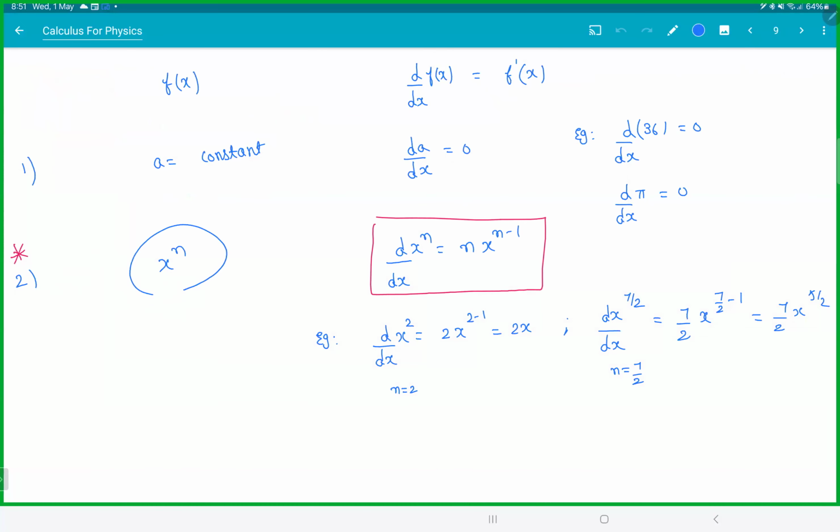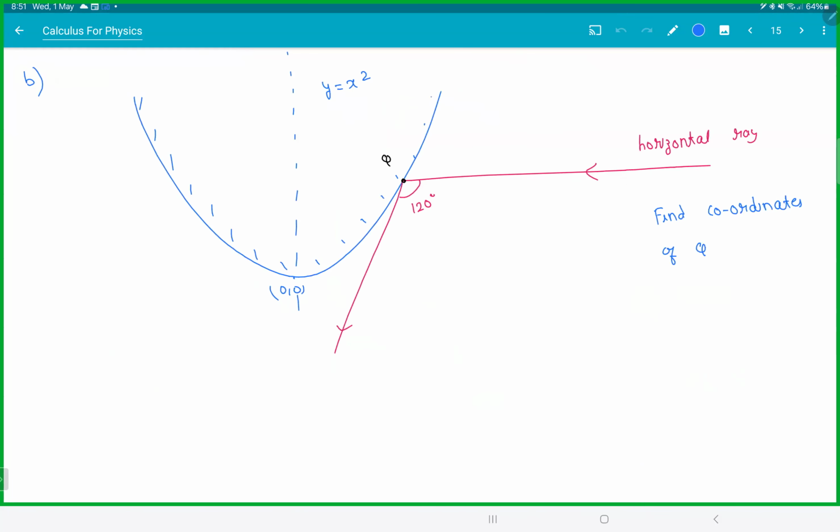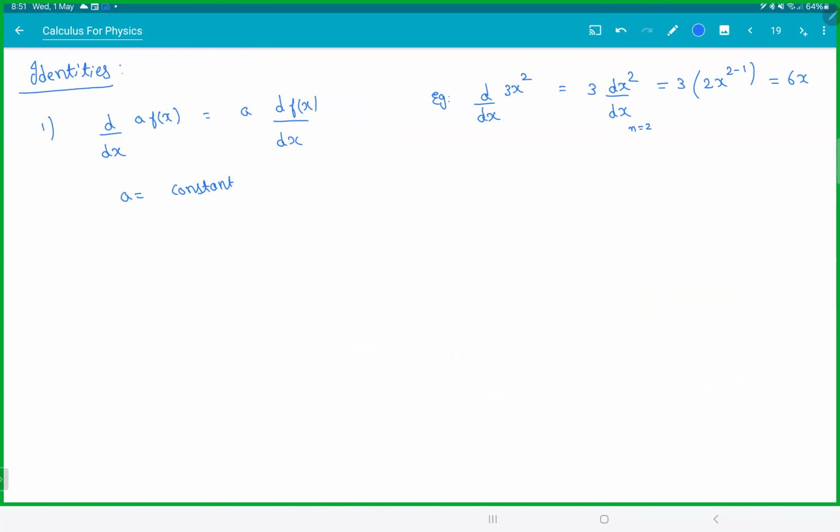So these are the identities I gave you last time. Remember the differentiation of x^n. The differentiation of x^n is n into x^(n-1). So if you have a constant into this, you can do this. Second, d by dx of f(x) plus or minus g(x). So if you have two functions, addition or subtraction, and you have to differentiate, then differentiate f(x) separately, and differentiate g(x) separately and add them.